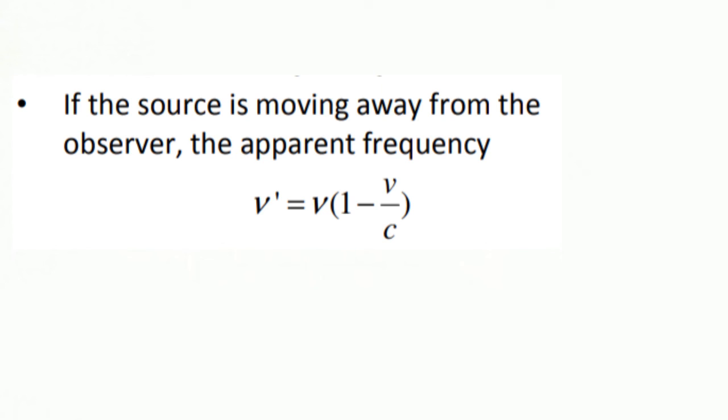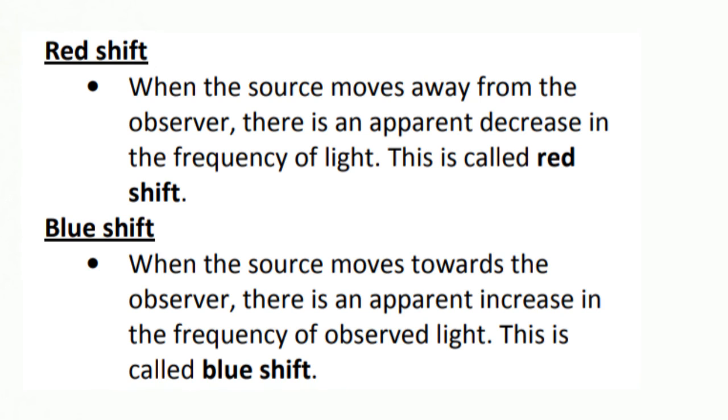When the source moves away from the observer, there is an apparent decrease in the frequency of light. This is called redshift. When the source moves towards the observer, there is an apparent increase in the frequency of observed light. This is called blue shift.